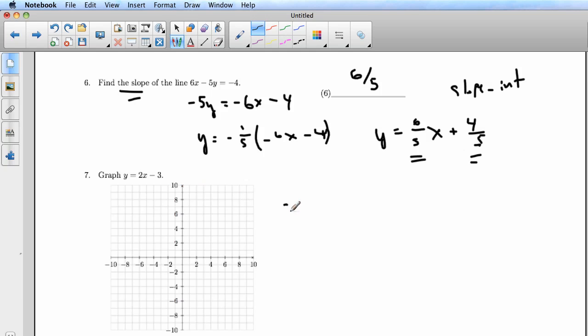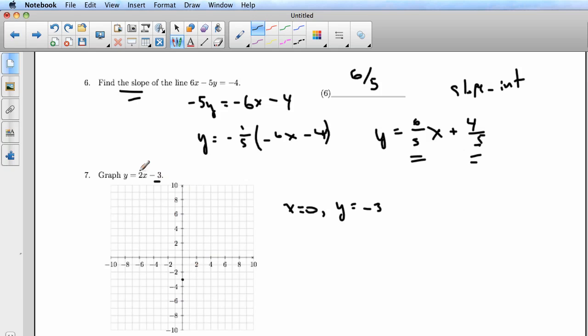That is, when you make x equal to 0, you can figure out what the y is going to be equal to. If x equals 0, y equals negative 3. So this number right here is always the y-intercept. So I can always just do that.